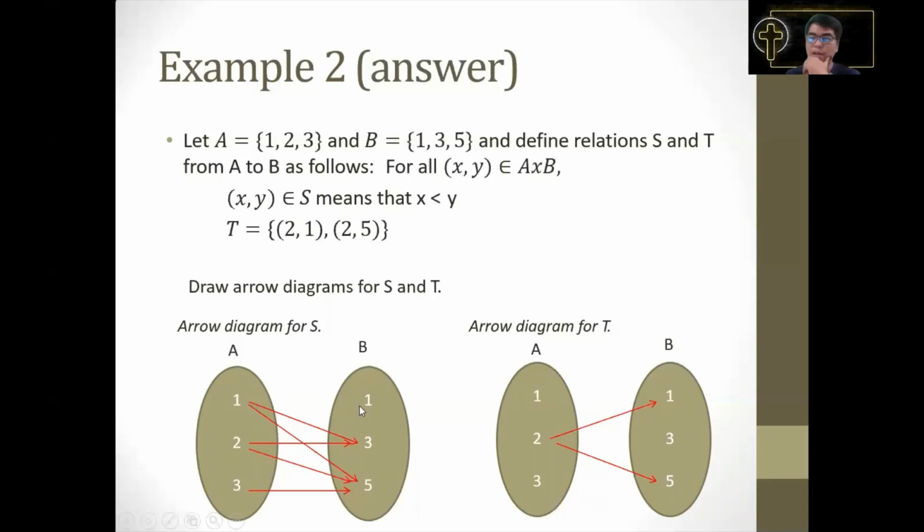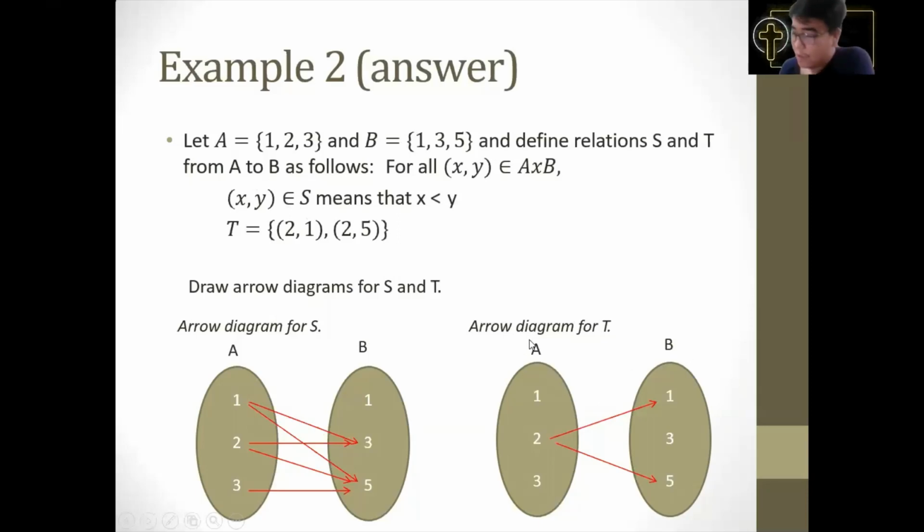However, 1 and 1 are not connected because they do not satisfy the definition of the relation S. In the same way, 2 is related to 3 and 5, but not to 1, because 2 is greater than 1. But 2 is less than 3 and 5, which satisfies S once again. And lastly, 3 is only related to 5 and not to 3 or 1, because 3 is no longer less than 3 or less than 1.